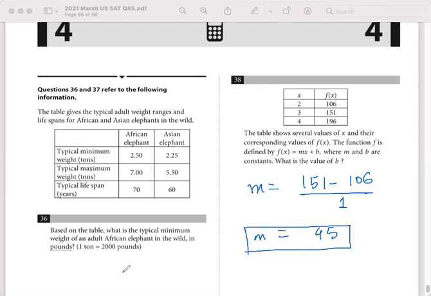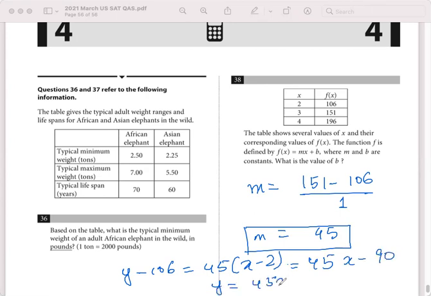So then I can say y minus 106 is 45 times x minus 2, which is 45x minus 90. So y is 45x plus 16, right? 45x plus 16. So the value of b is 16. Okay, so that was the calculator section of the March 2021 QAS.